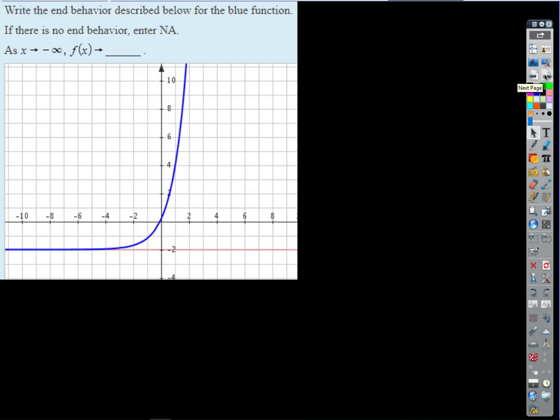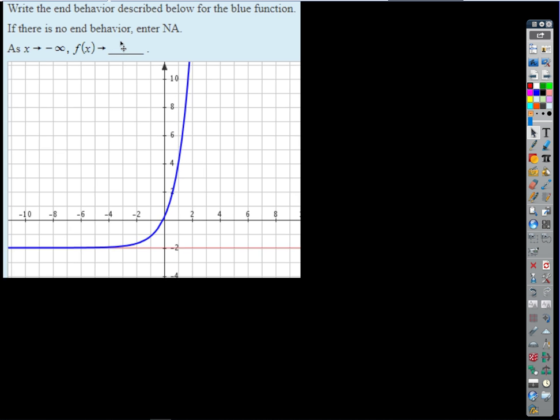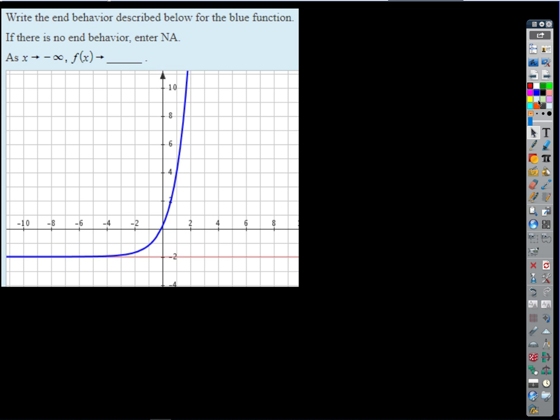Okay, how about this one? As x goes to the extreme left, what happens now? Negative 2, right? It doesn't go anyplace crazy. It just gets closer and closer and closer to negative 2 the further we go to the left. So we get negative 2, because as we go this way, it's just getting closer to that value, right?